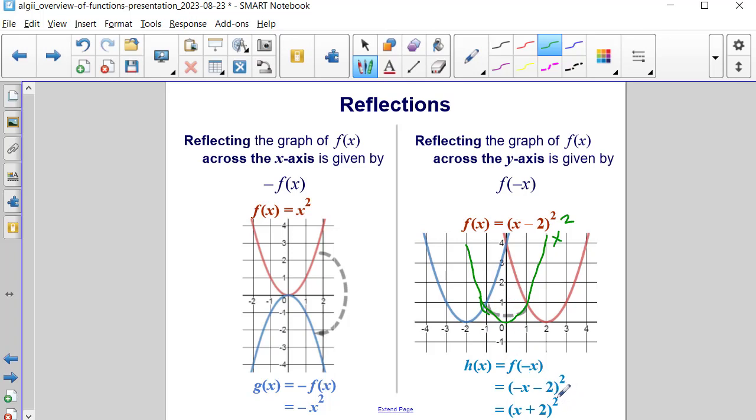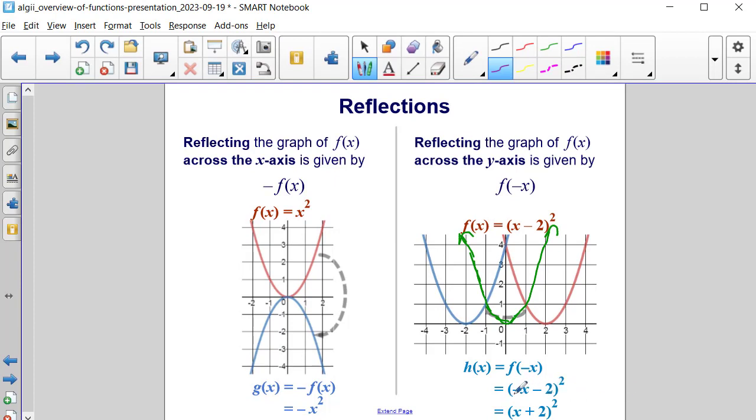Therefore, there are 2 ways to write this h of x function. You could write it as negative x minus 2, that whole thing in parentheses raised to the second power, or you could write it as the quantity x plus 2 raised to the second power.